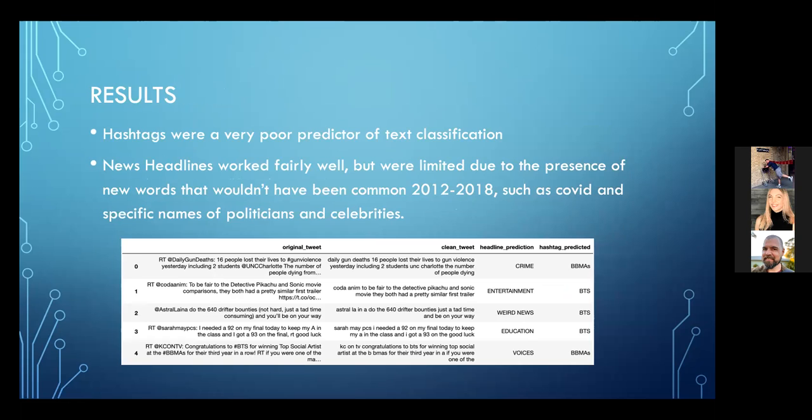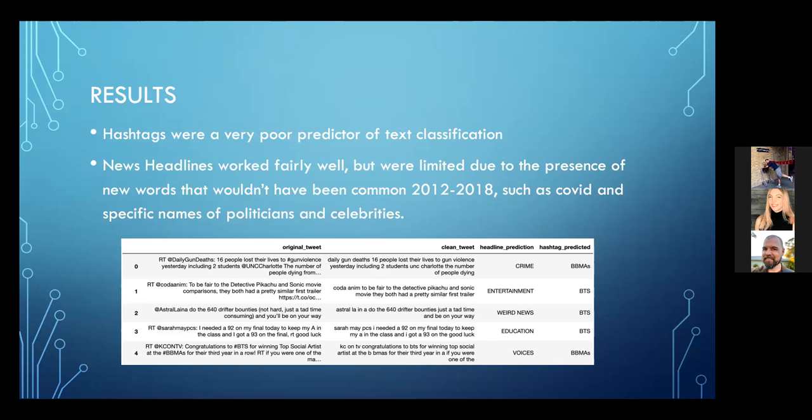So if you can see, what I put up here is what the original tweet was, the cleaned tweet after I stripped everything away, what the news headline model from the Kaggle data set would predict the topic to be, and then what the model that ran using the hashtags as the label would predict the topic to be. So as you can see, the hashtag one was terrible.